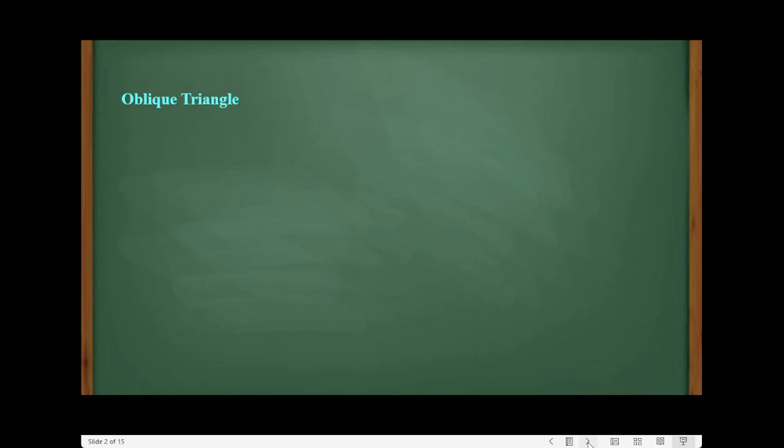Now, before we discuss solving oblique triangles, let us first go back to the previous topic, particularly how we illustrate the oblique triangle and how we differentiate it from other triangles such as the right triangle. When we say oblique triangle, it is defined as a triangle that has no right angle.